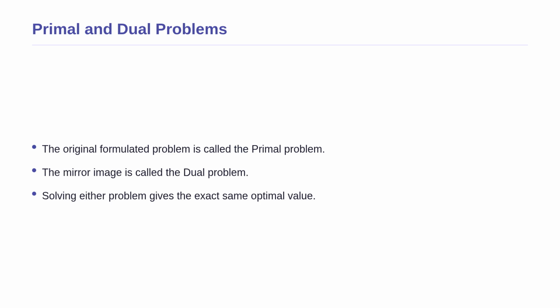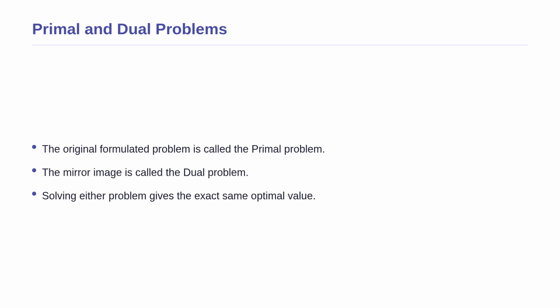Now that we understand the basic idea of looking from opposite sides, let us give these sides their proper mathematical names. In linear programming, the original problem we formulate is called the primal problem. The word primal simply means the first or original version. Its mirror image is called the dual problem. The concept of duality states that every primal problem has a corresponding dual problem, and solving either one gives us the exact same optimal value.